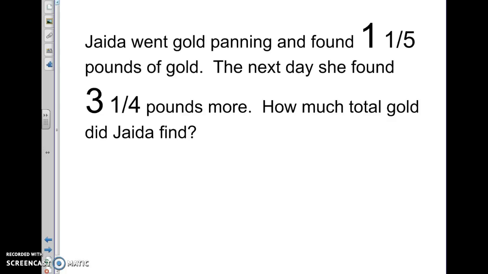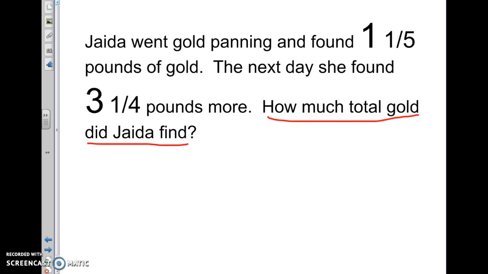All right, so as always with word problems, we're going to look first at, what's the question? How much total gold did Jada find? We want to know the total amount, which tells us that we are going to be using what kind of math operation for this, do you think? We want to find out the total amount of gold.